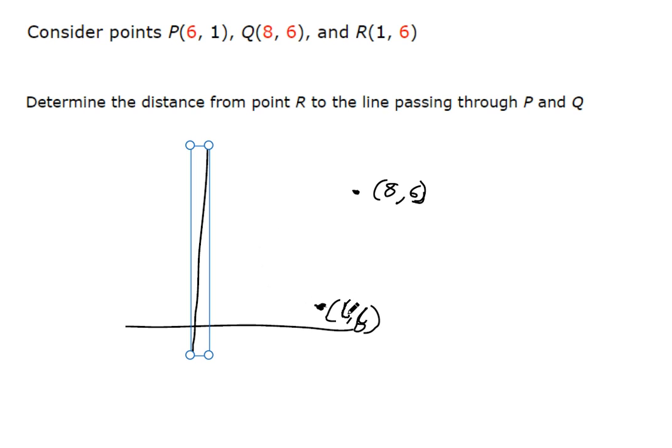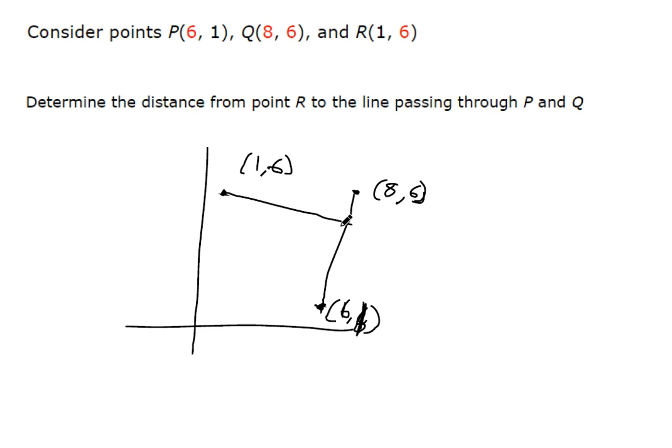That's wrong. That should be 6, 1, and this should be 1, 6 up here. Okay, there we go. Yeah, so the idea is that we have this line segment. We're trying to find the shortest distance, and so the shortest distance from this point to this line segment is going to make a right angle, okay?